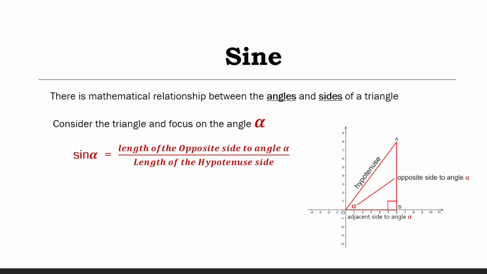Now, focusing on the sine, sine alpha is defined as the length of the opposite side to angle alpha divided by the length of the hypotenuse side. In short, sine alpha is equal to AB over OA. And making AB the subject of the formula, it is equal to OA times sine alpha.